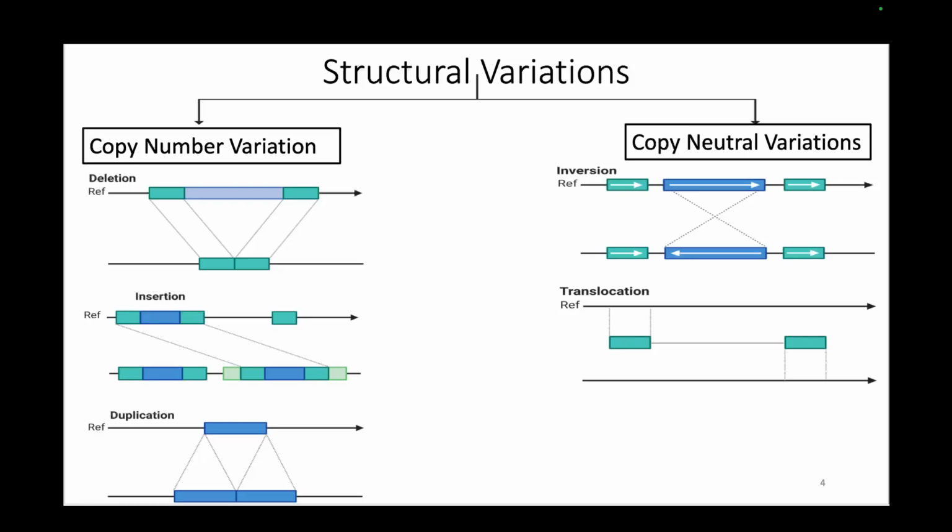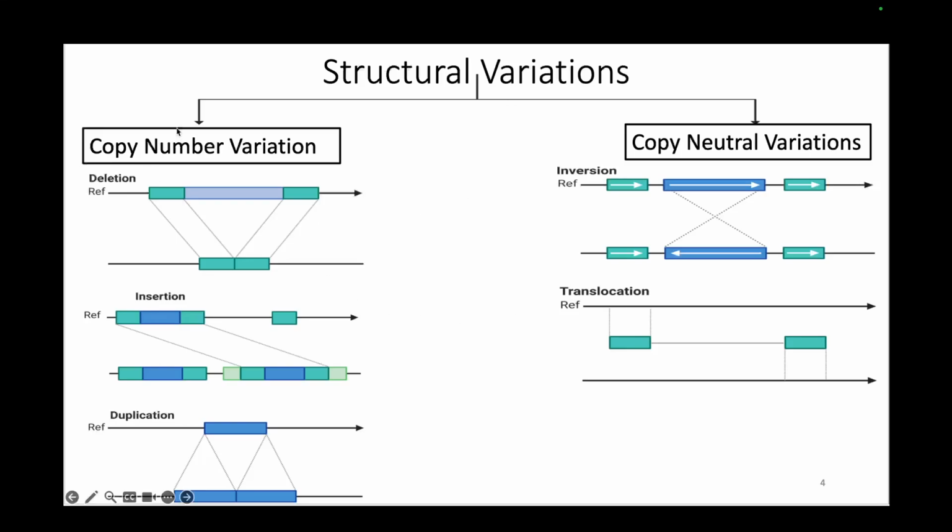In terms of copy number variation, the copy number is either increasing, in the case of insertion or duplication, or decreasing, in the case of deletion. The variant callers for structural variants classify these two differently, because the evidence they look for in determining whether a variant is copy neutral or a copy number variant is the depth of that particular area of the genome.